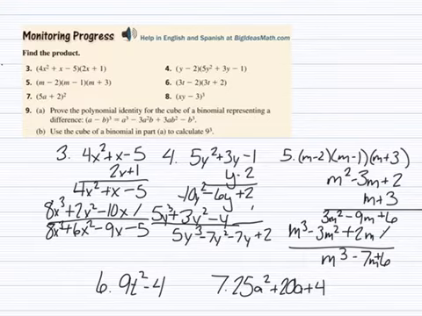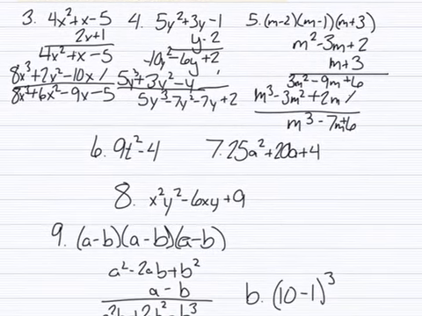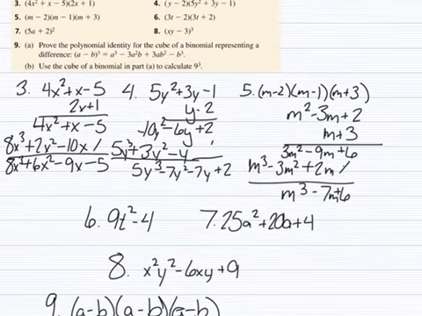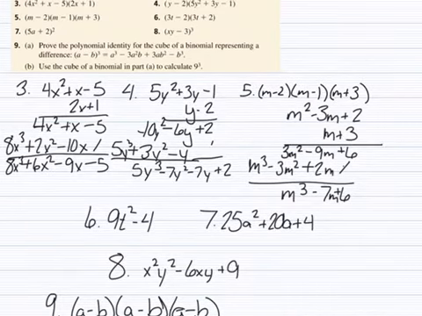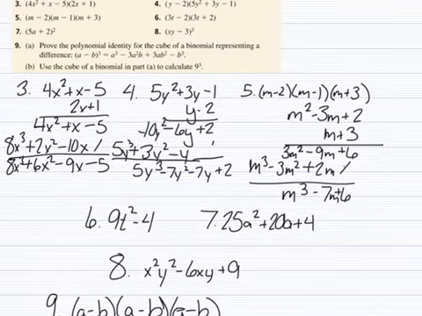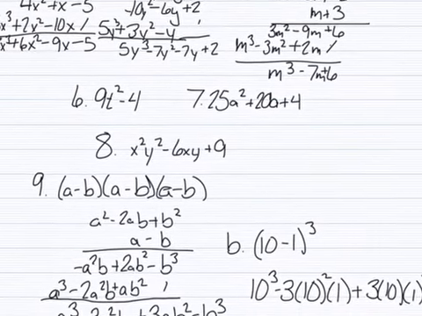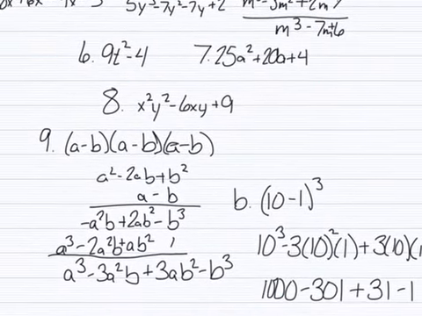So I'll move on down. You can see what's going on here. For number 6, you should get 9t squared minus 4. Again, it's just one of those patterns. Number 7 and 8 are also those patterns. Number 7, you get 25a squared plus 20a plus 4. Number 8, x squared y squared minus 6xy plus 9.